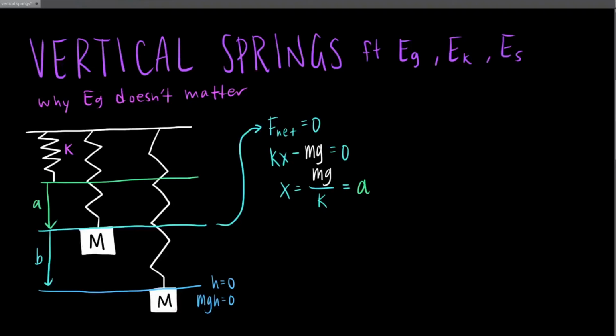If we pull it down beyond the new equilibrium position by distance b, the spring is pulling up with more force than the force of gravity, which brings it up and beyond the equilibrium position. There, the spring force is less than the force of gravity, and it goes back down, back and forth, causing it to oscillate.